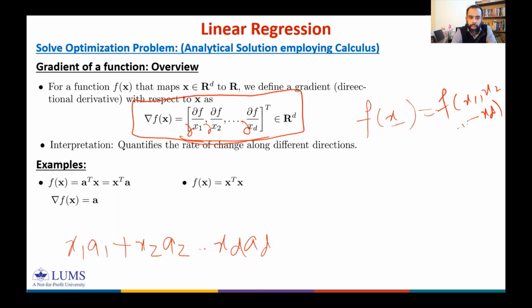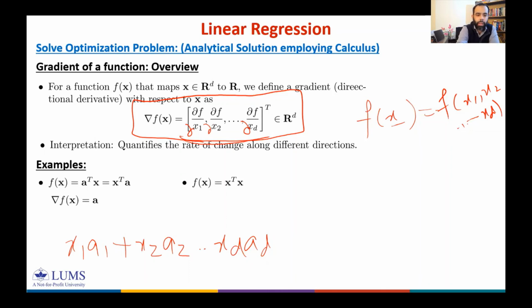Let's take another example. f of x is x transpose x. In fact, this is a function that is giving you the square of the Euclidean norm of x. That's the inner product of x transpose with x. Okay. How do you find the gradient?